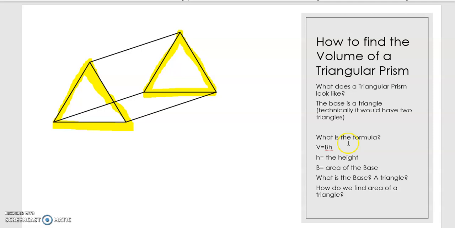All right, now here's the tricky part. What is the formula? They say V equals capital B lowercase h. All right, h is the height. We'll talk about that. B equals the area of the base. So what is the base? Well, the base is a triangle. How do we find the area of a triangle?